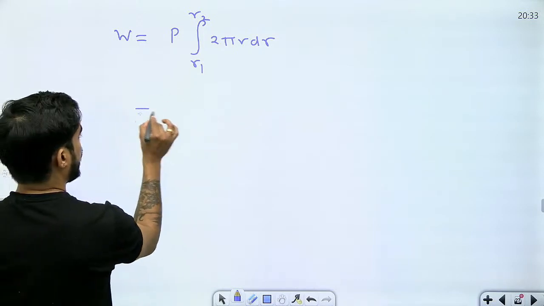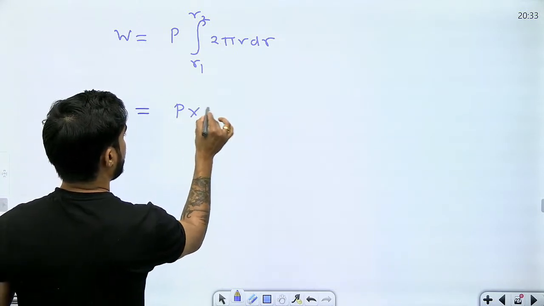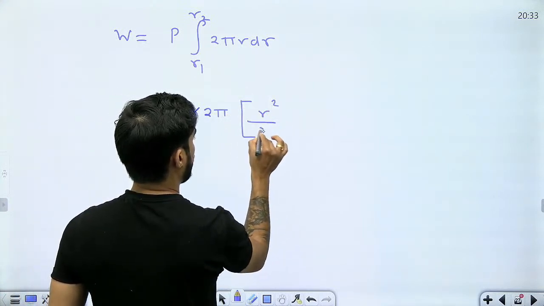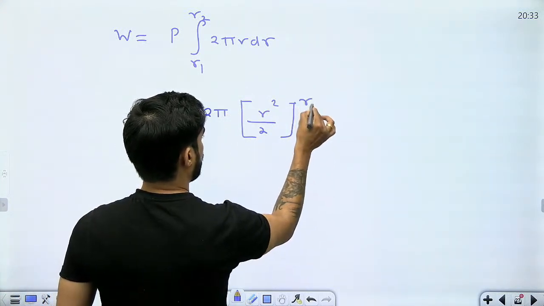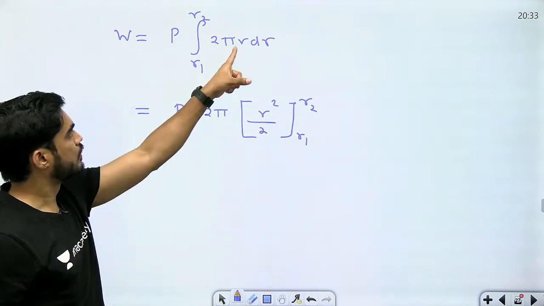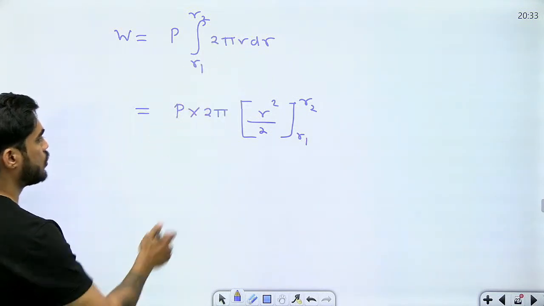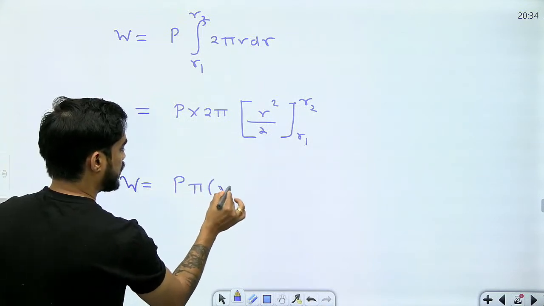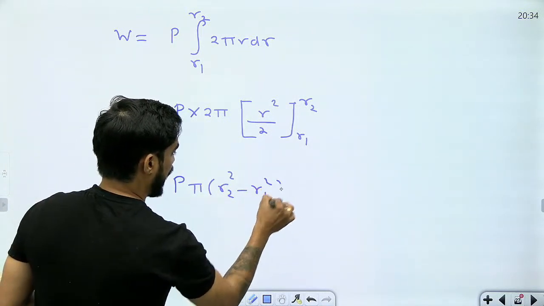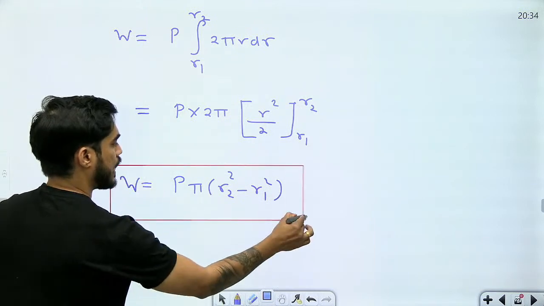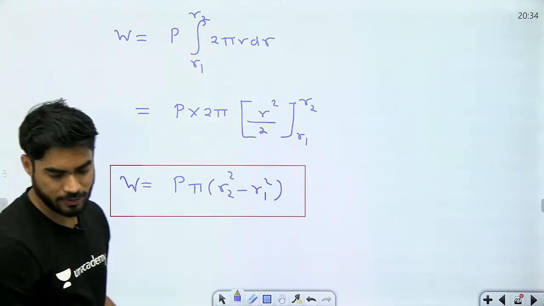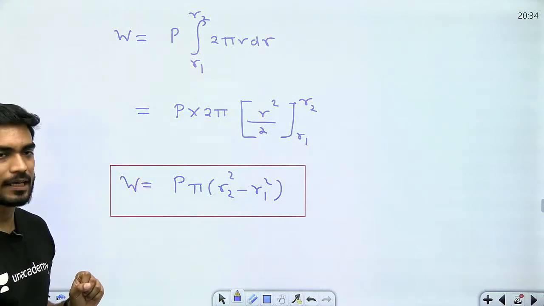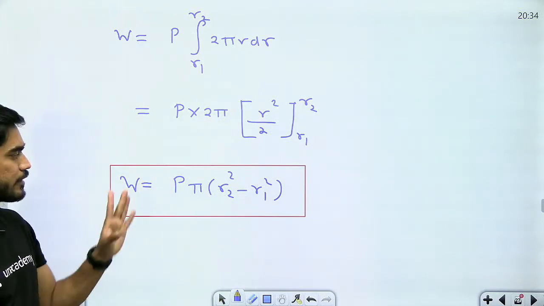Okay, so if you integrate it, you will get P into 2 pi. This will become how much? R square by 2, R1 to R2, right? R square by 2, R1 to R2, 2 and 2 cancel. So you will get P into pi into R2 square minus R1 square. So this will be the relation between P and W, right? This is the relation between P and W.